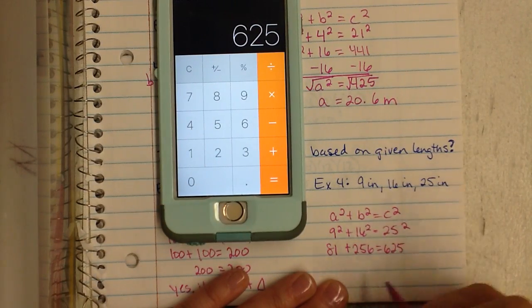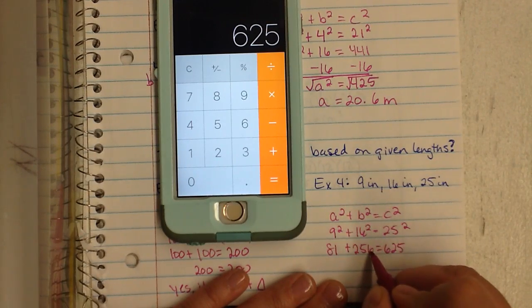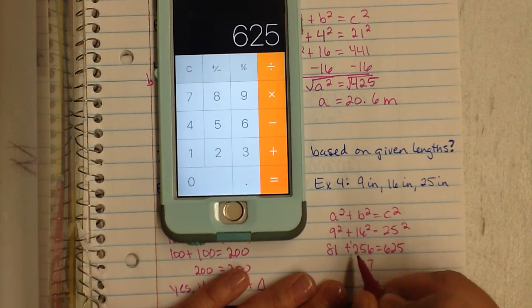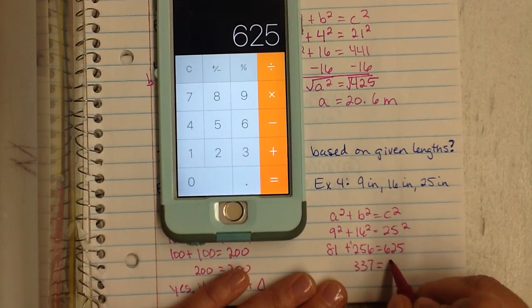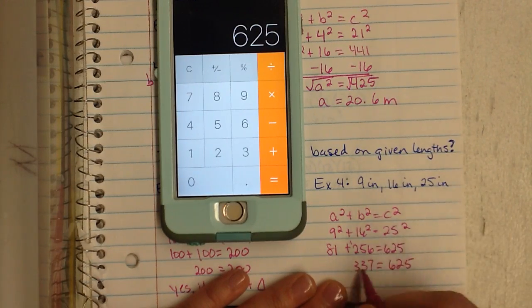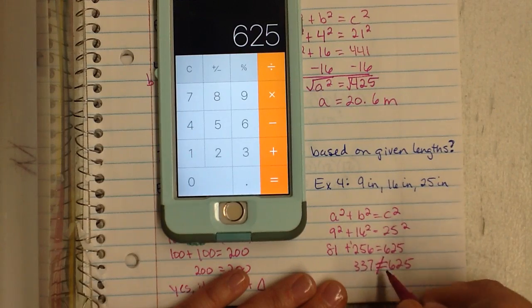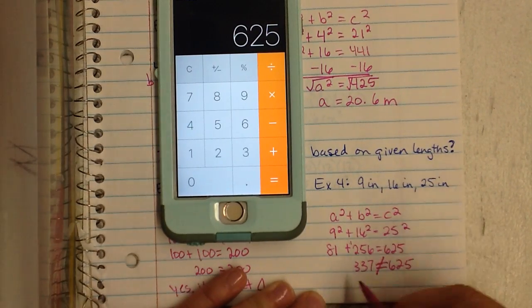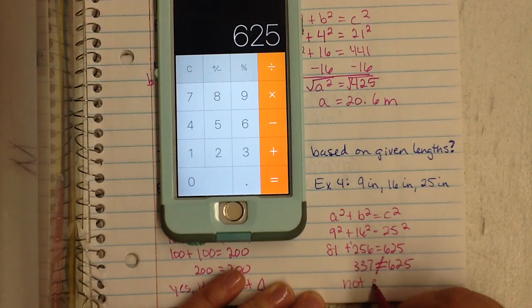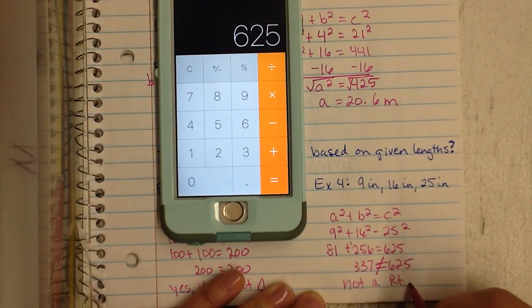Now I can see they're not going to add together to equal, but I'm going to go ahead and add them. So 6 plus 1 is 7, 8 plus 5 is 13, carry the 1, 2 plus 1 is 3. 337 does not equal 625, so because they're not equal, we put a slash through the equal sign, and we just write not a right triangle.